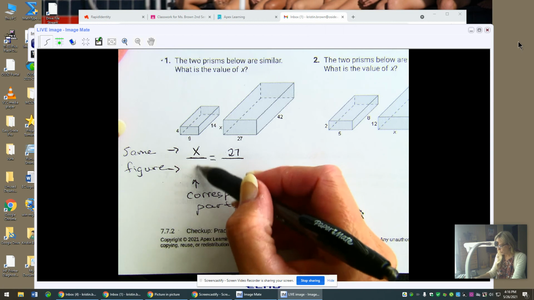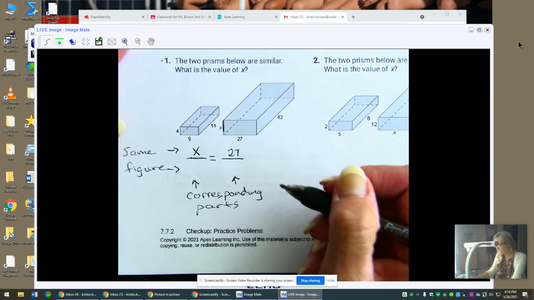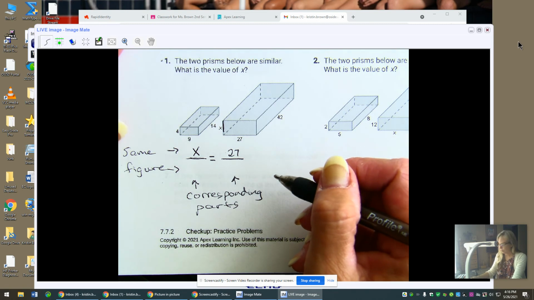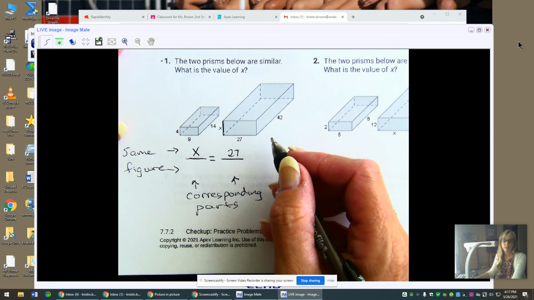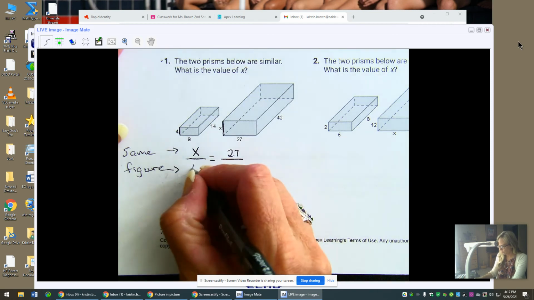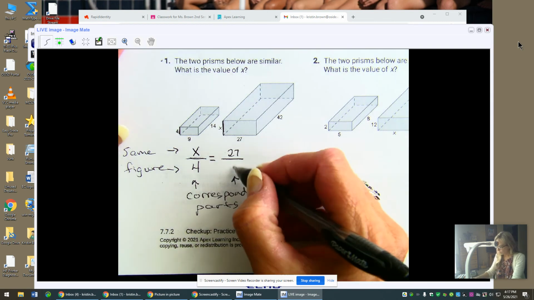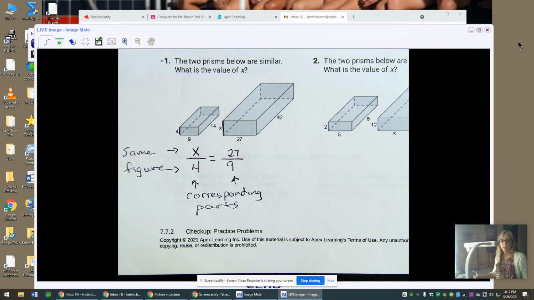Now we have to decide what corresponds with x. What's in the same spot? Well, x on this box is the height of the box, it looks like, although it wouldn't necessarily have to be. If I chose to make the 27 by 42 rectangle the bases, then x is the height. So in its same spot over here, 4 is corresponding. And what is corresponding with 27? Of course, 9. And we have our proportion problem.